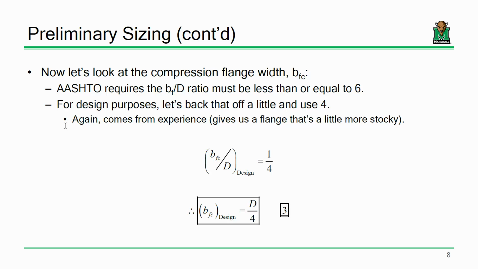Now, there's a limit in the spec, and right out, let me say this. Where I say here, AASHTO requires the bf over D ratio be less than or equal to 6. I'm sure some of you are wondering where you're coming up with that. Don't worry, we're going to go through the spec in very significant detail. For now, just trust me on where a lot of these limits are coming from, and we're going to go through it in due time, because you all are going to get to know the bridge spec quite well.